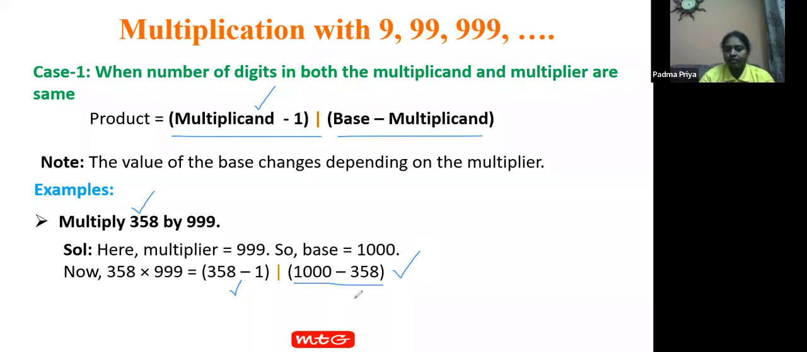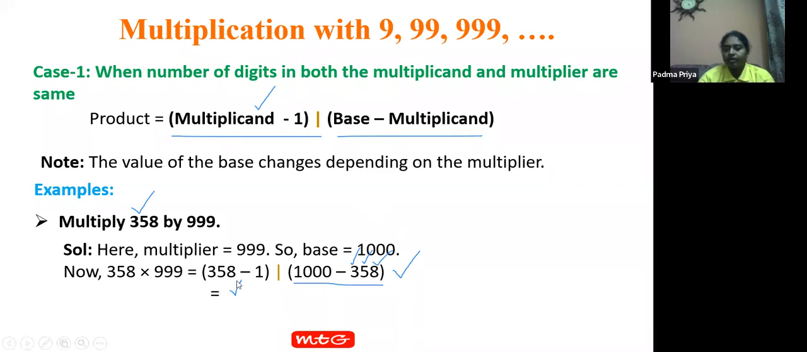Ma'am, 9643, from all to 9 and last from 10 trick I have done. What is the answer you got? It's 642. The answer is 642. Very good. Excellent. How did 9 come from? There are only 3 digits. 9 minus 3, 9 minus 5, 10 minus 8. So 642 is the answer.